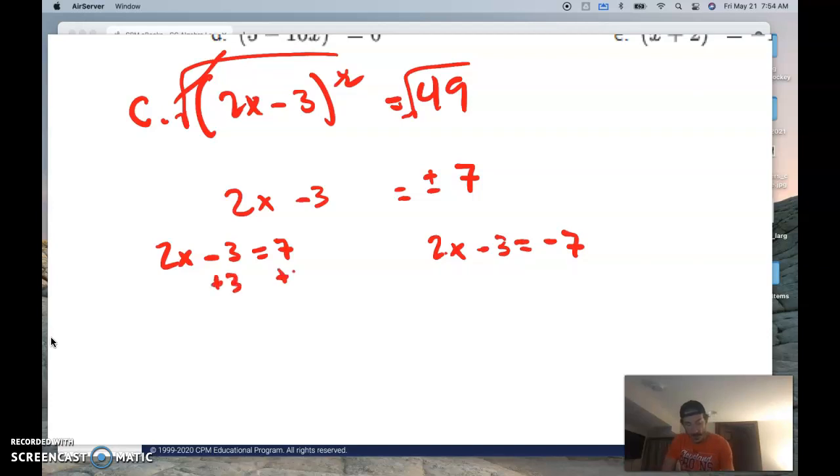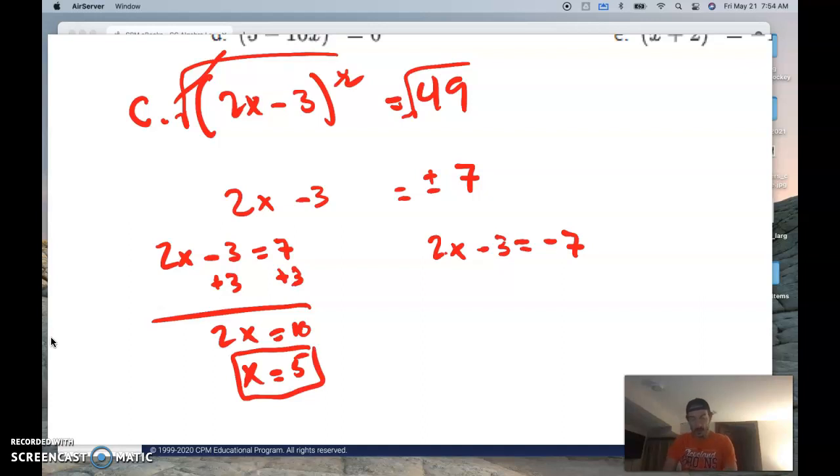All right, I've got plus 3, I've got 2x then equals 10. I divide by 2, and then I've got x equals 5, right? I didn't show the division there, but I've got x equals 5. Okay? And then I got here where I'm going to add 3 to both sides, and then I've got 2x equals negative 4. Then I divide both sides by 2, I get x equals negative 2.